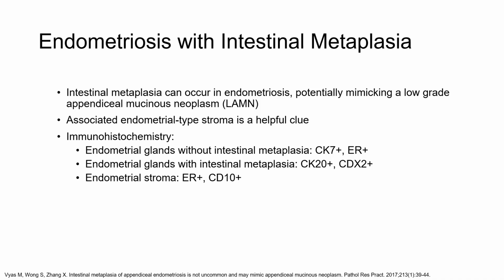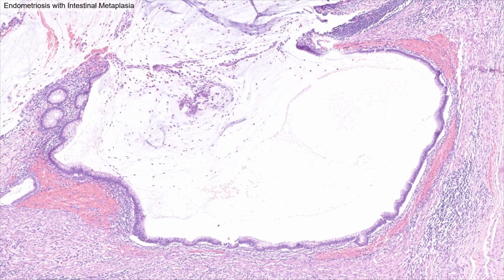The endometrial stroma will continue to label for ER and CD10 regardless of what's happening with the glands themselves, so these can be really helpful markers.